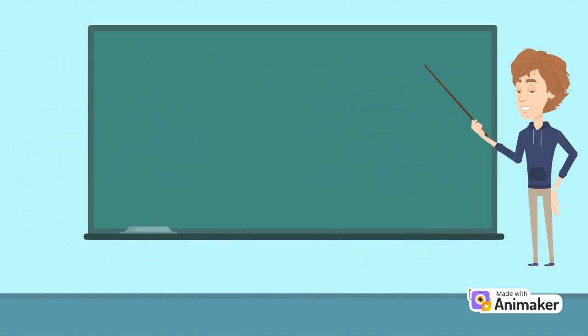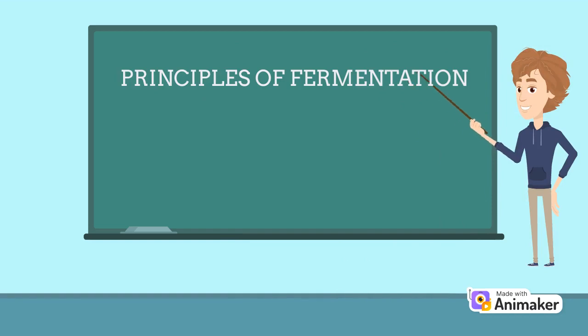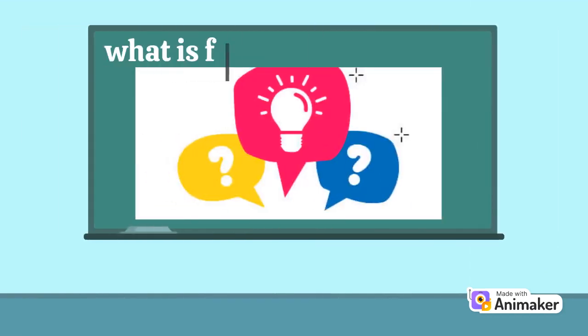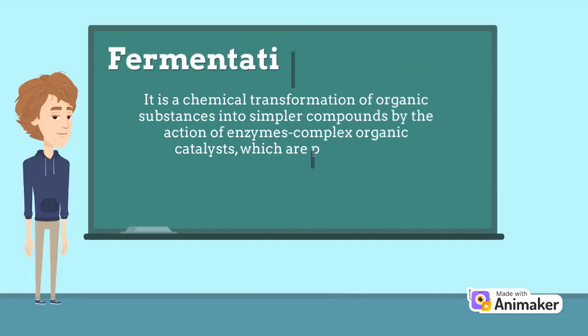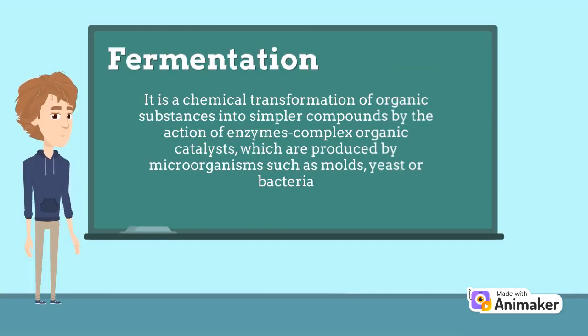For today's video we will be talking about the principles of fermentation. First off, we need to define what fermentation is. Fermentation is the chemical transformation of organic substances into simpler compounds by the action of enzymes, complex organic catalysts, which are produced by microorganisms such as molds, yeasts, or bacteria.